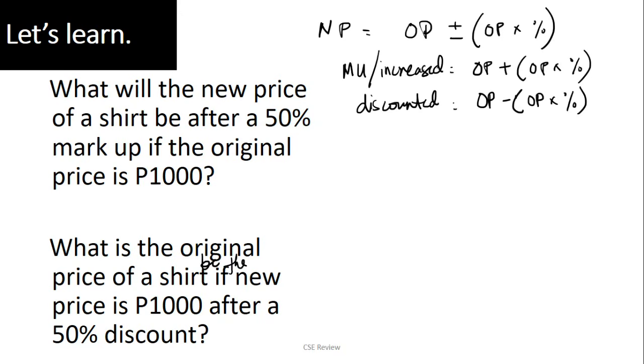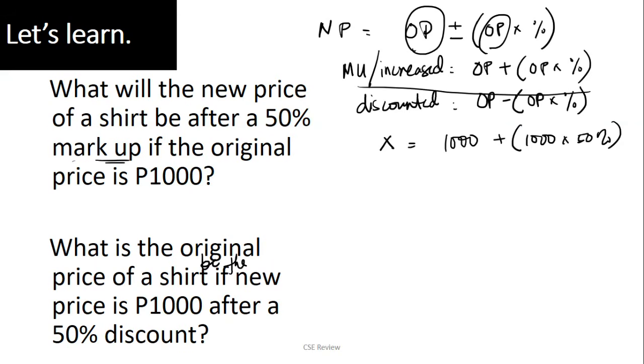Dito pa lang minsan nagkakamali na yung mga tao, hindi nila alam kung anong gagamitin nila, kung plus o minus. In this case, dahil ang binigay, ang hinahanap is yung price after the markup, ito ang gagamitin natin, yung markup na formula. So, i-fill in lang natin siya. Hinahanap mo yung new price, which is going to be your X, substitute lang natin doon, equals the original price, which is 1,000, plus 1,000 times 50%.